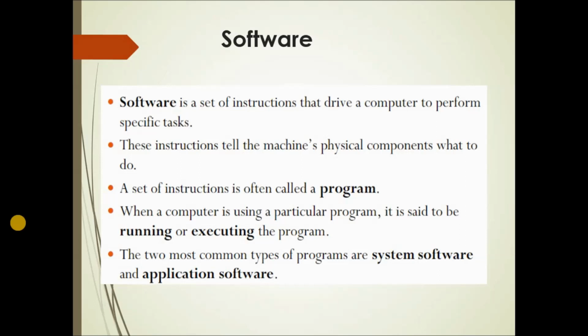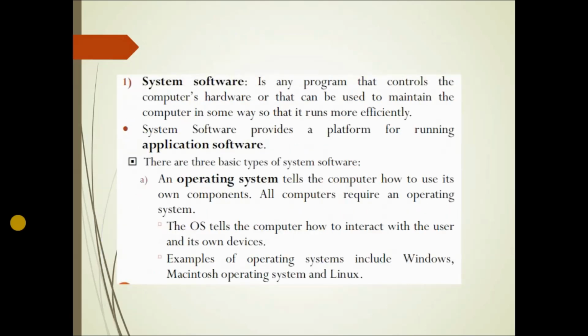The two most common types of programs are system software and application software. So different types of software are there. One is system software and one is application software. One more is utility software. Okay, now see about the application software. System software is the software which controls the hardware. Okay, so that is the system software.